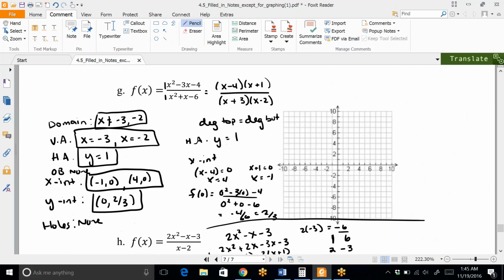Okay, so we look at G. This factors into x minus 4, x plus 1, x plus 3, x minus 2. Nothing cancels, so both bottom numbers are vertical asymptotes. Both top numbers are x-intercepts. Because the degrees match, then y equals 1, the coefficients, 1 over 1. If you just look at the last constant numbers, -4 over -6 is +2/3.